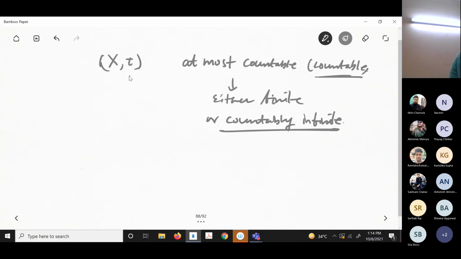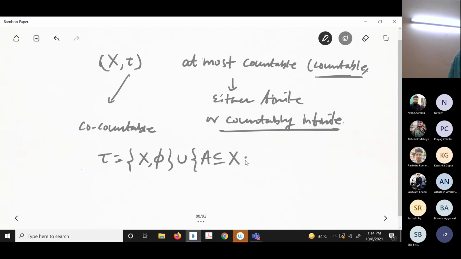Here, this topology, co-countable topology, I am defining. That tau, like before, you'll have to include X and phi, union a subset A of X such that X minus A is at most countable. Okay? These are the open sets. This you can check. This is the topology.